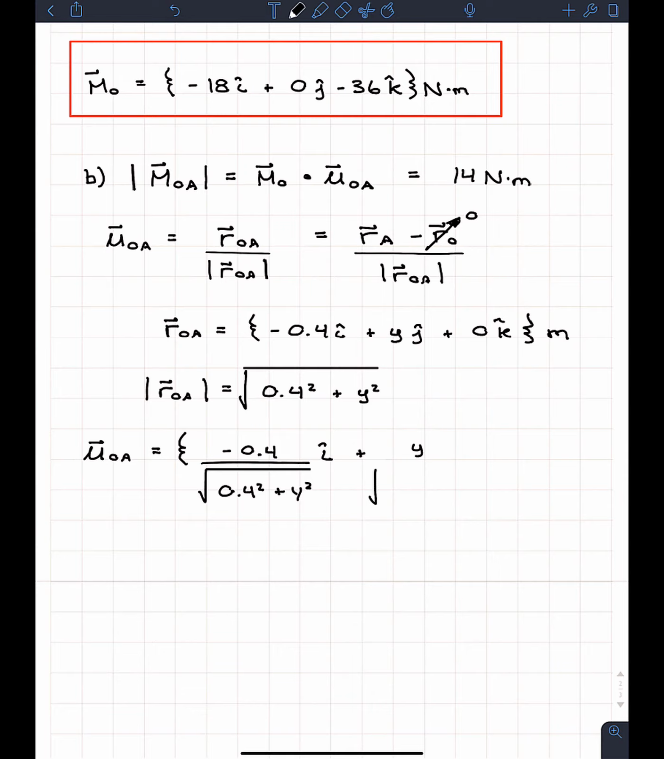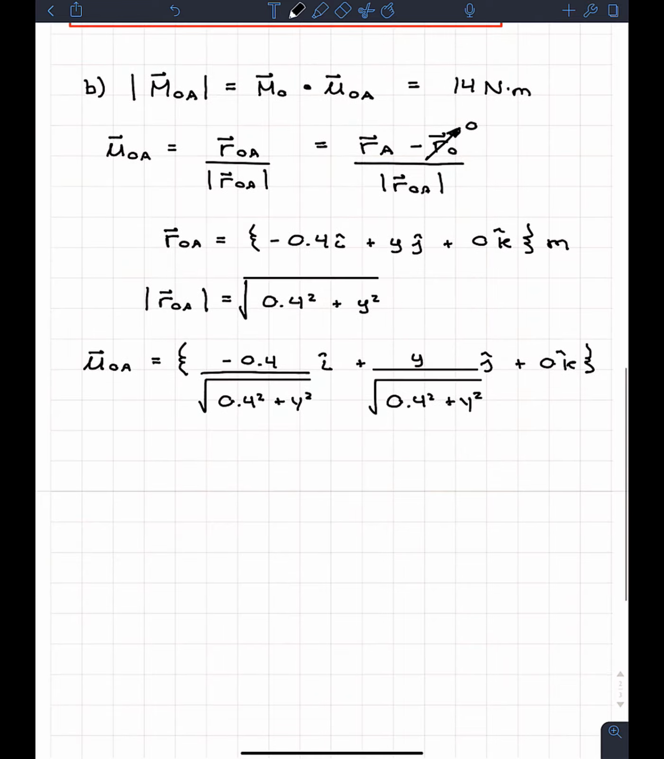So we're going to go 0.4 squared plus y squared. And that right there is in the j direction. So we're just going to throw in a j. And we know that there's plus 0k. So you can already see that this is getting actually kind of messy. Not really a huge fan of it. So let's just see, maybe something will cancel out. So we have our moment vector now. We have our unit vector, so we can continue with the dot product.